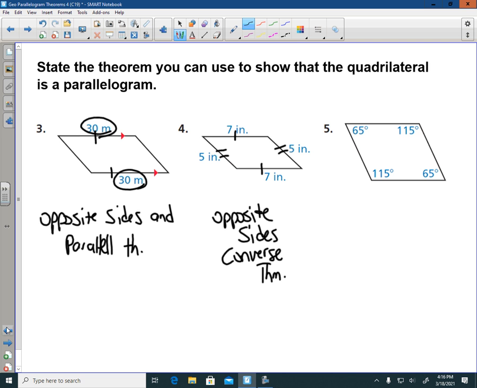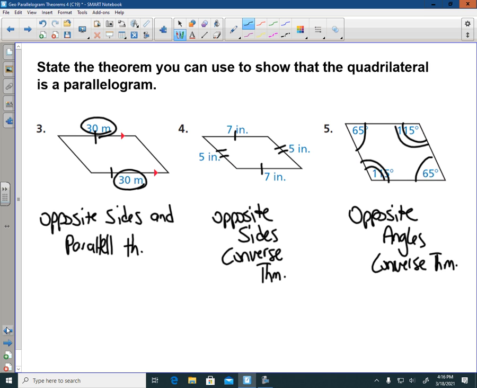Last one. Notice that 65 is the same as 65, and so these angles are congruent to one another. 115 is the same as 115, and so those angles are congruent to one another. And in every quadrilateral, if opposite pairs of angles are congruent, then the quadrilateral is a parallelogram. This is the opposite angles converse theorem. Those are the rules that tell you that each one of those quadrilaterals in numbers 3, 4, and 5 are parallelograms.